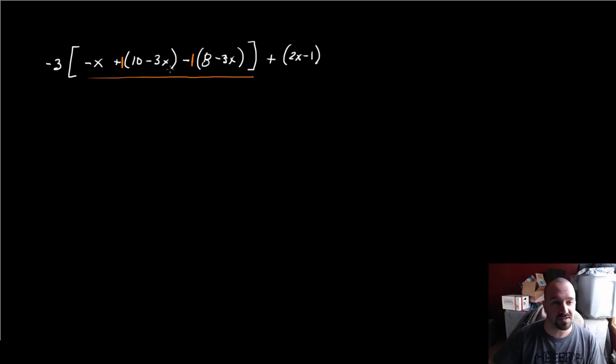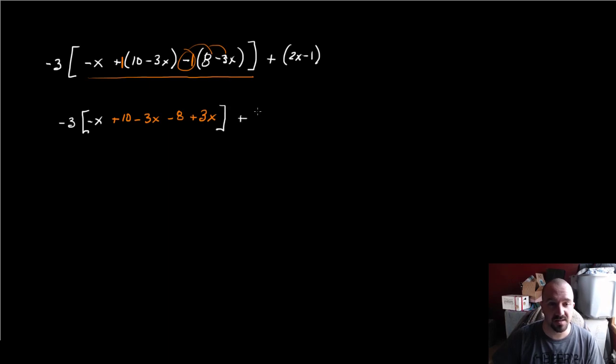So let's start in here. First of all, I'll bring down my negative 3 and that. This is going to be negative x. And then I start my distribution. Positive 1 times a positive 10 is a positive 10. Positive 1 times negative 3 is a negative 3x. Then I move on to this one here. Negative 1 times 8 is a negative 8. Negative 1 times negative 3 is a positive 3x. That finishes out what's inside the brackets. Everything else comes down.